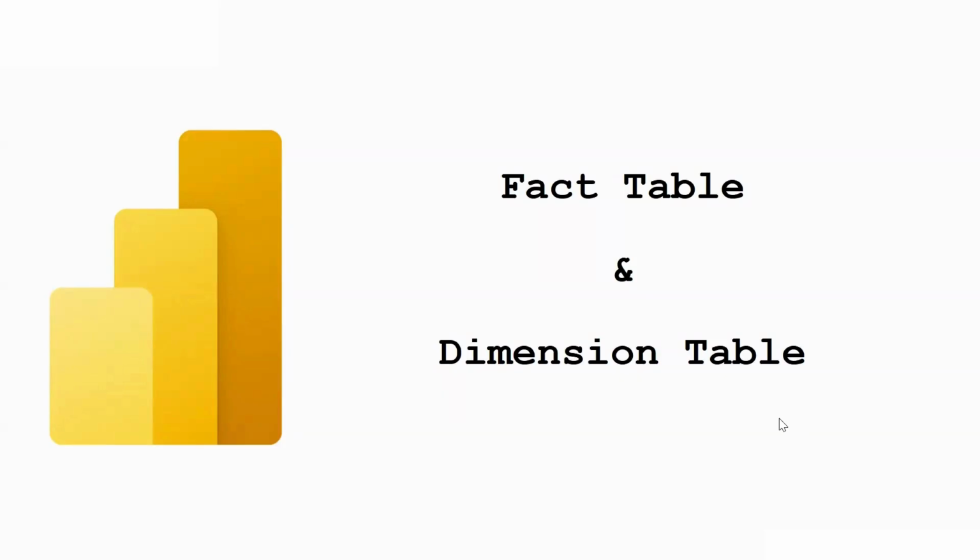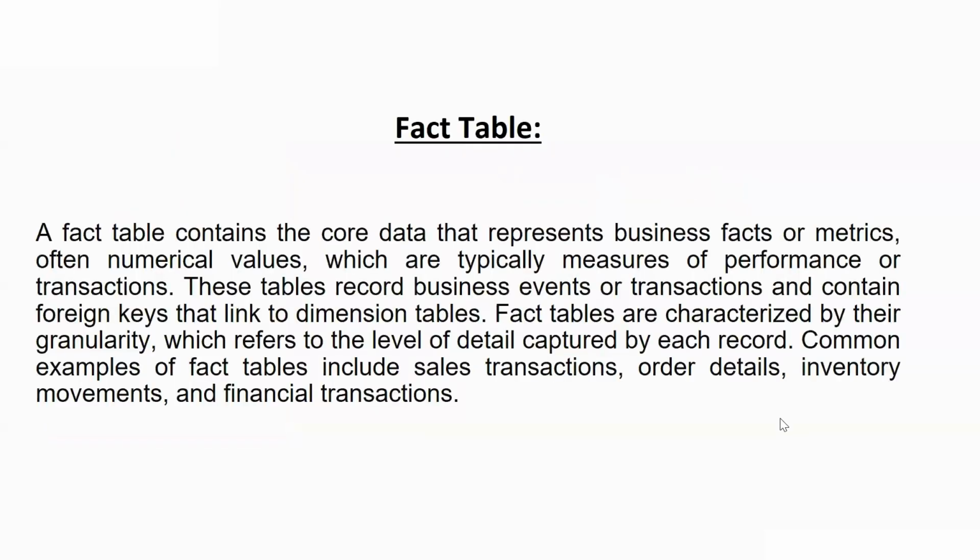Let's first understand it. So if I talk about the fact table, this fact table is also called a data table or master table. A fact table can contain the quantitative data that can represent the business transactions or events. It typically holds some numeric measures or metrics that you want to analyze, such as sales revenue, quantity sold, profit, or expenses.